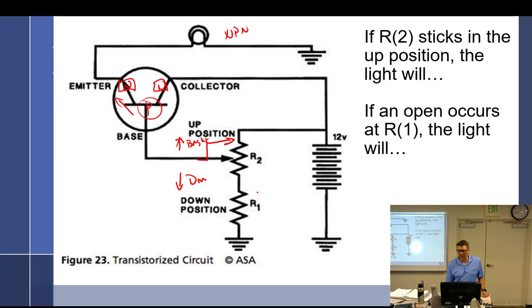All right, if an open occurs at R1, what happens? The light won't turn on. The base pegs at 12 volts. So would we get a little bit of drop right here? We wouldn't be able to turn the light off, because you can't bring it down far enough. So the light will always stay on. Can't turn it off. Does that line up with the answers? Yes. Okay, good.